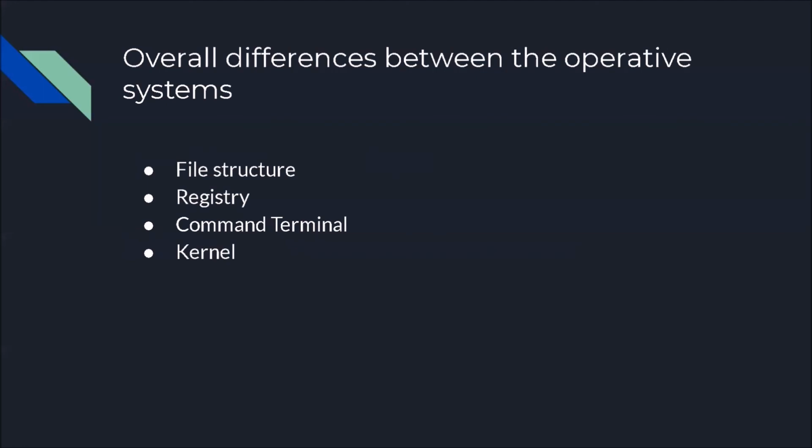Now we can talk about the overall difference between the operative systems that we have talked about. As we can acknowledge, there are multiple differences between these operative systems, but we can see how there are certain functions that every operative system manages differently, like the file structure, which is the way they manage the files, and differs slightly between the operative systems.